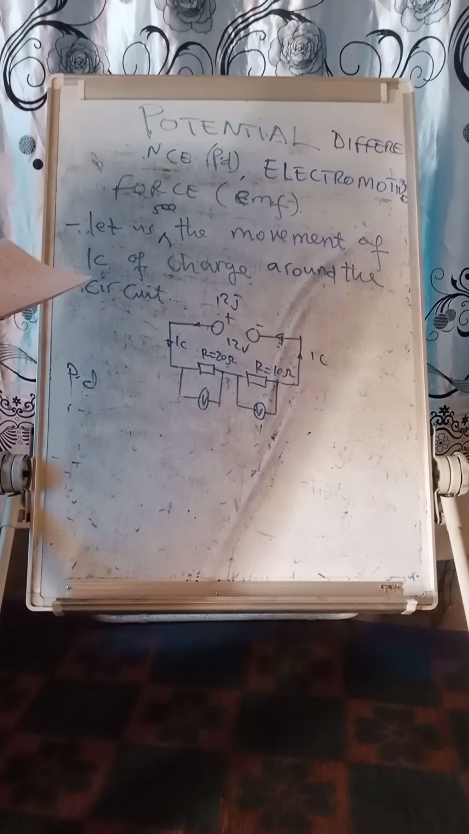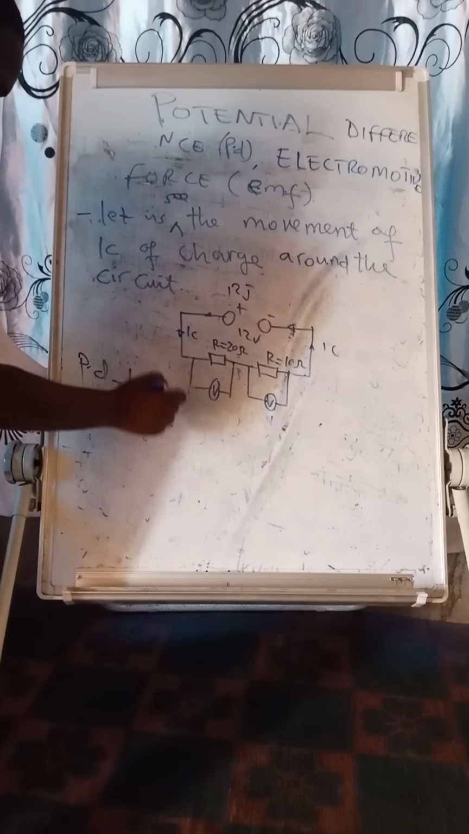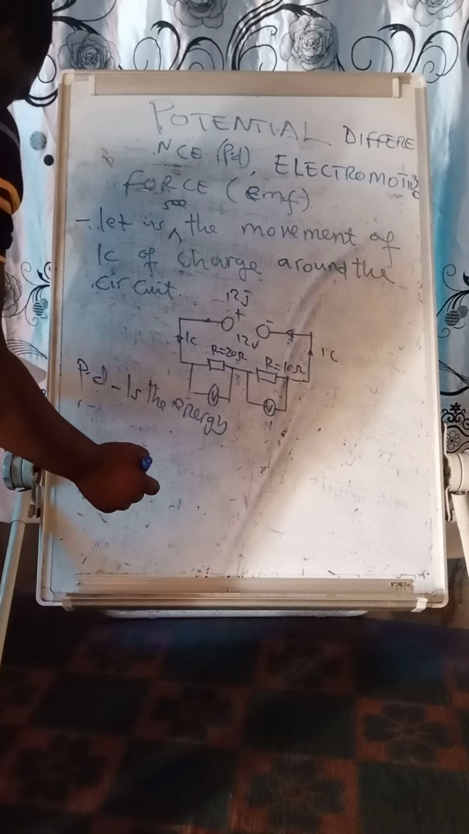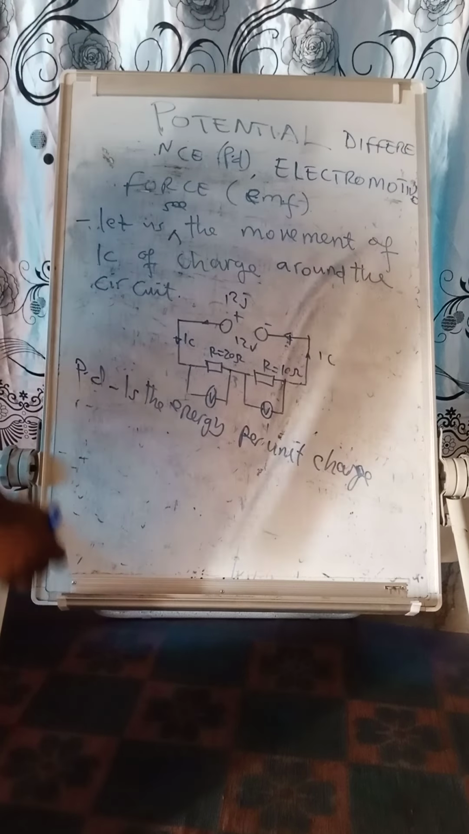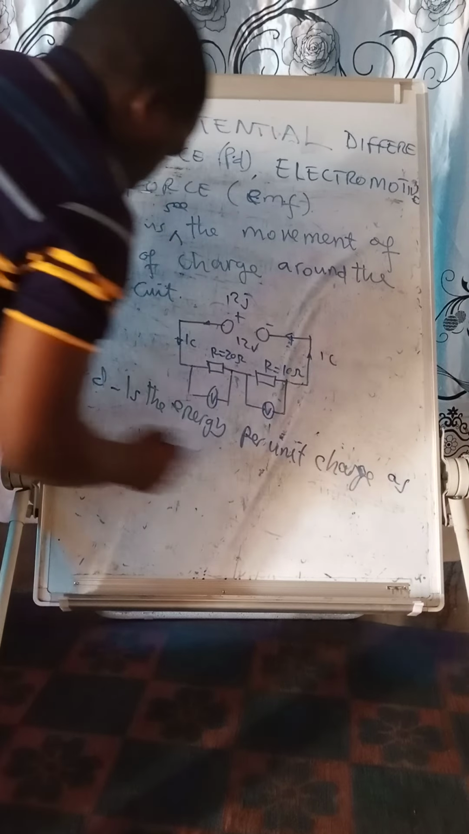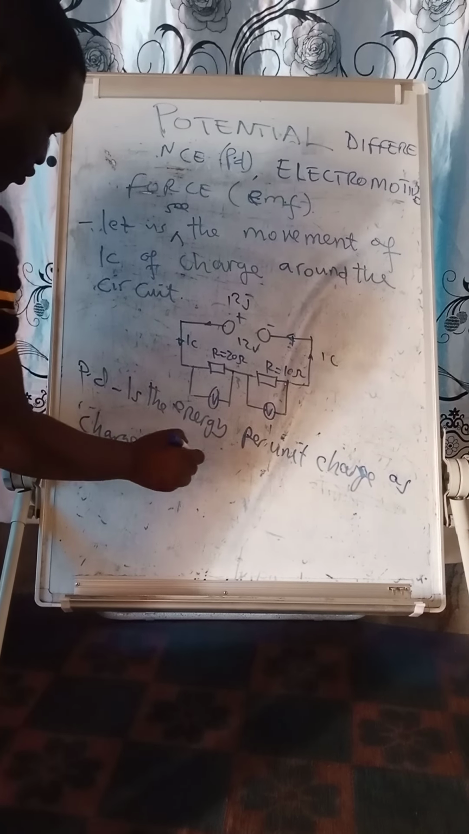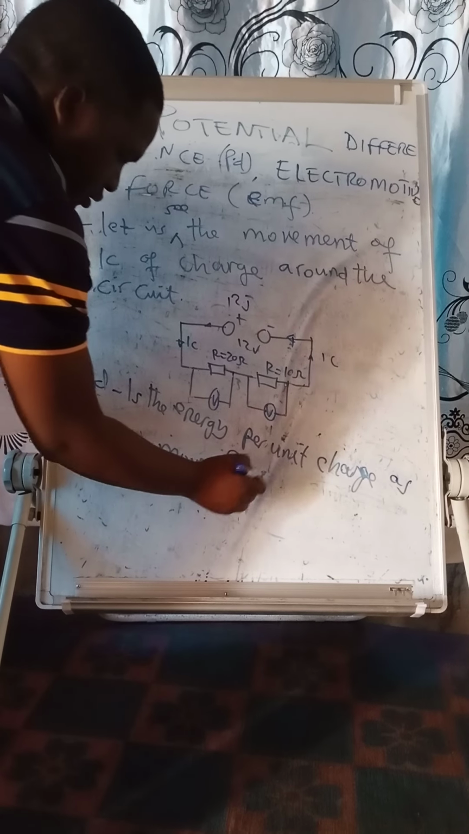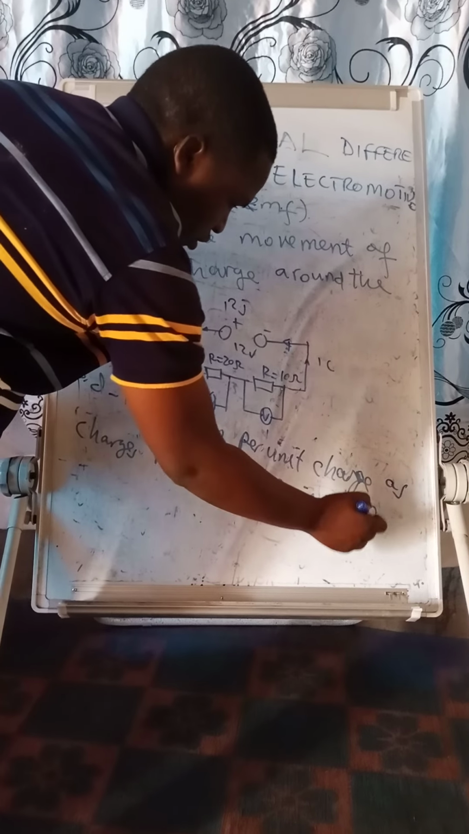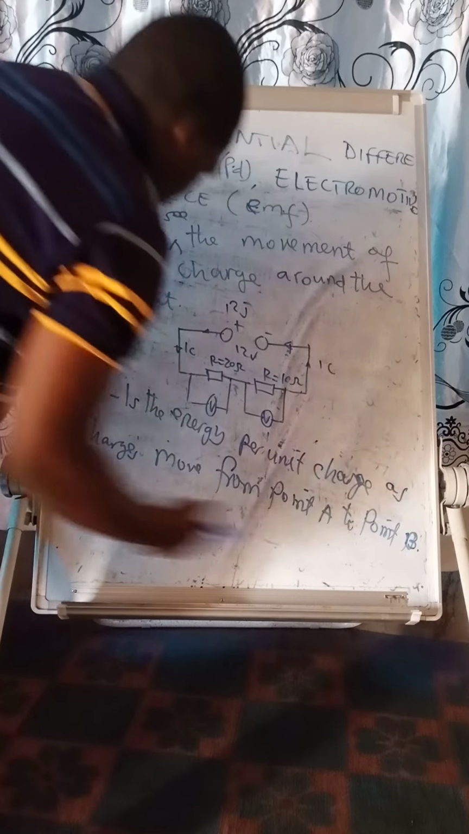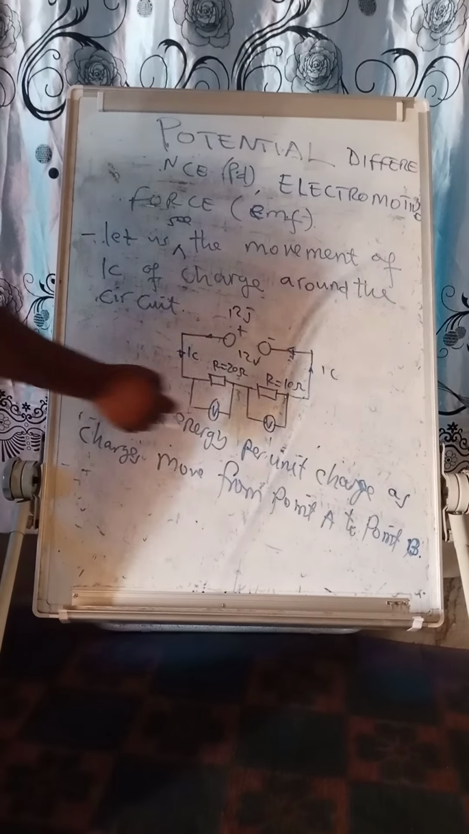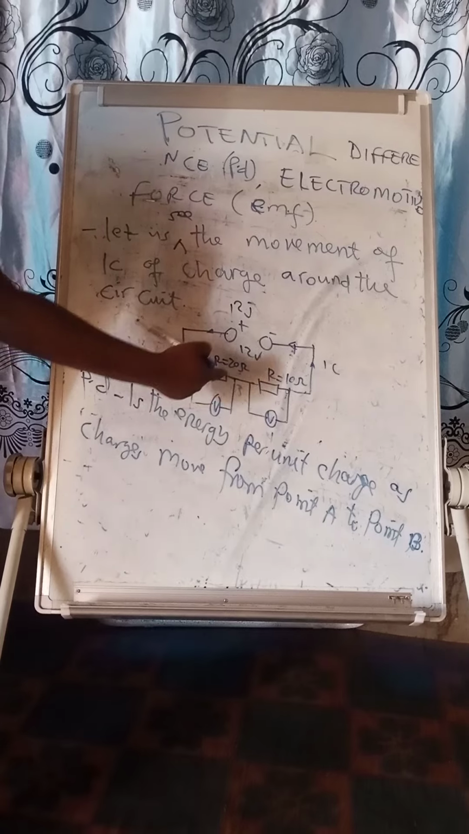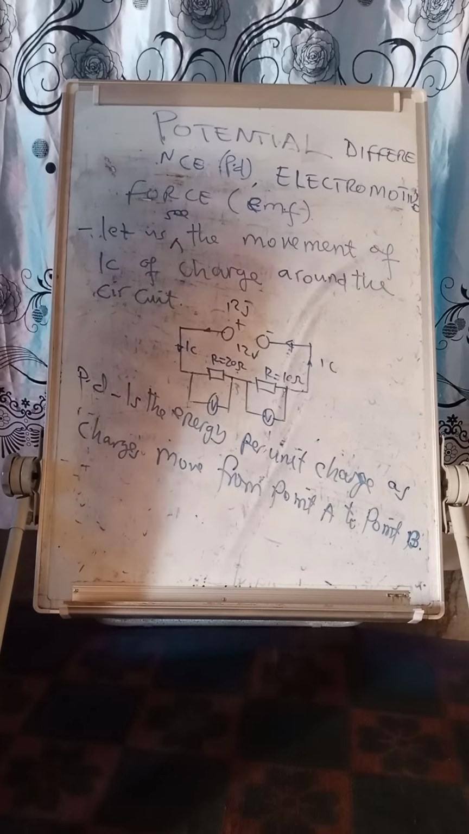So the potential difference between 2 points A and B is the energy per unit charge as charge moves from point A to point B. So PD, potential difference, is the energy per unit charge as charge moves from point A to point B. And like I said, the voltmeter placed across the resistors measures or gives the potential difference.